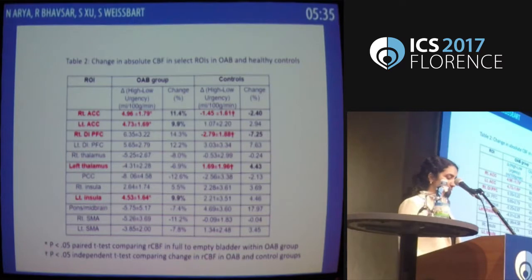This table shows within group and between group differences in cerebral blood flow in select regions of interest. Within each group, the first column shows the change in cerebral blood flow in milliliters per 100 grams per minute. The second column shows percent change. In the OAB group, we can see cerebral blood flow was significantly higher in the anterior cingulate cortex and the insula. We can see that the change in CBF in the anterior cingulate cortex, the dorsolateral prefrontal cortex, and the thalamus was significantly greater in women with overactive bladder than in controls.